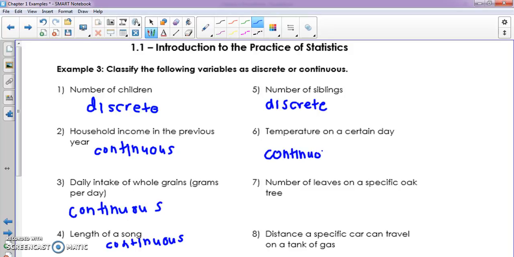The number of leaves on a specific oak tree. So here we can count the leaves. Like I said before, we may be counting for a while, but we can still count the number of leaves that are on that tree, so that's going to make that discrete. And then the distance a specific car can travel on a tank of gas, that is going to be continuous, since we measure distance. So that's the difference in discrete and continuous variables.